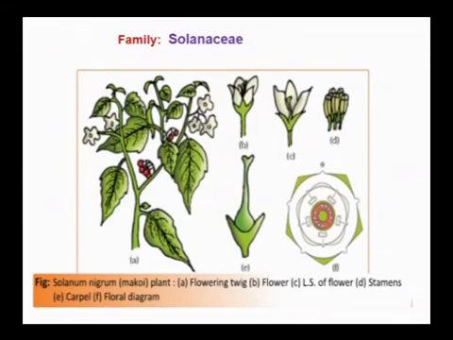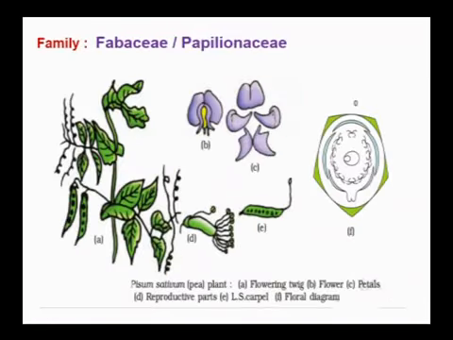This is the potato family, Solanaceae. These are herbs or shrubs. The stem is usually branched. The roots are tap roots. The leaves are simple, petiolate. They usually show cymose type of inflorescence. In the earlier slide, they showed racemose type of inflorescence.